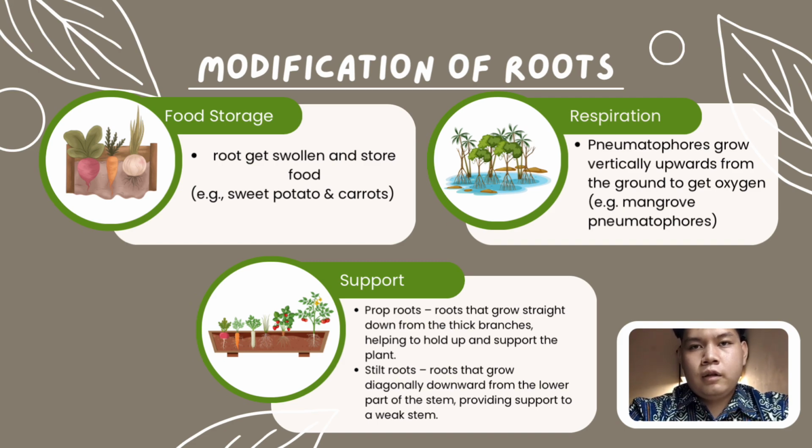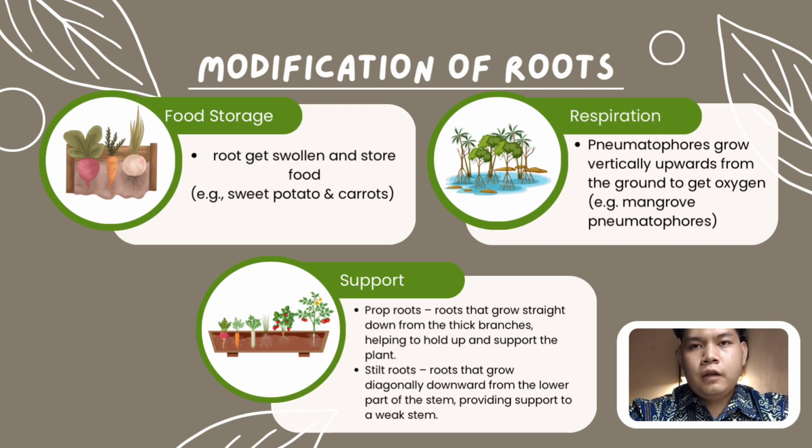These swollen roots act as a food reserve for the plant and they also become a source of food for us. So second, some plants like mangrove grow in swampy areas where the soil has very little oxygen. To survive, they grow special roots called pneumatophores. These roots grow vertically upward from the ground to help the plant take in oxygen from the air.